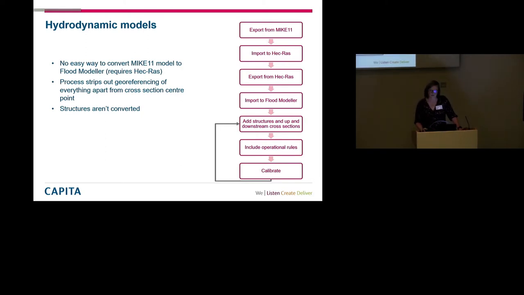However, there's no easy way to convert a Mike 11 model into Flood Modeller. And the best way we found was to export the cross-section information from Mike 11, import it into HEC-RAS, export it from HEC-RAS, then import it into Flood Modeller. What this process also does is strip out all georeferencing information other than the center point of the cross-section. And it doesn't convert any structures, which all needed to be included separately. So therefore, the development and calibration of the model was cyclical, sort of adding in the structures individually and then revisiting calibration.